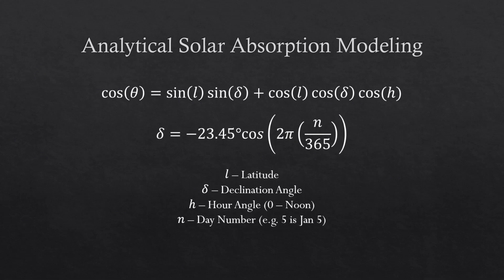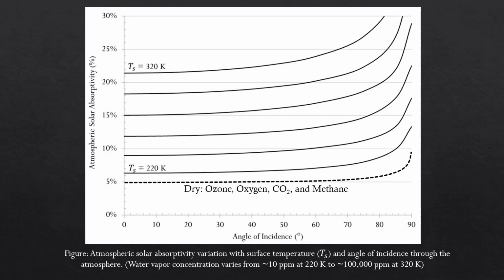The angle of incidence changes with time using the equations shown and depends on latitude, declination angle related to the day number or day of the year, and hour angle. Water vapor concentration varies in the atmosphere depending on surface temperature, which varies from 220 Kelvin to 320 Kelvin. These temperatures equate to water vapor concentrations from about 10 to 100,000 parts per million, and the absorption varies with angle of incidence. The profile converges on a dry atmosphere with a solar absorption of 5%.